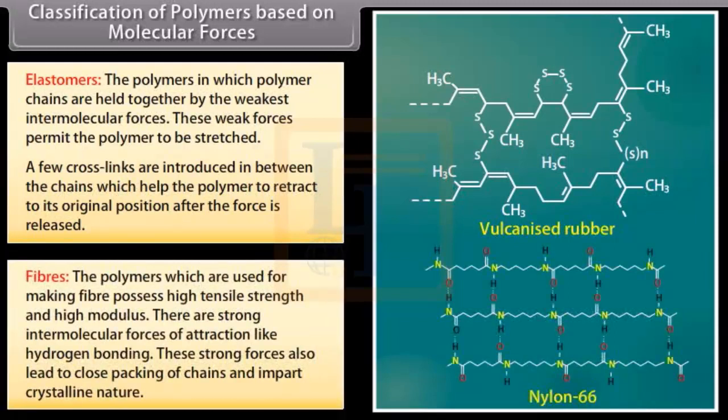Fibers. The polymers which are used for making fibers possess high tensile strength and high modulus. There are strong intermolecular forces of attraction like hydrogen bonding. These strong forces also lead to close packing of chains and impart crystalline nature. For example, nylon 66.